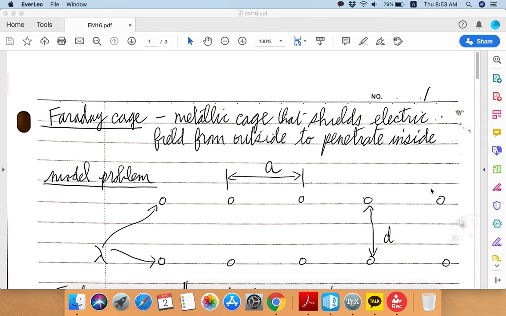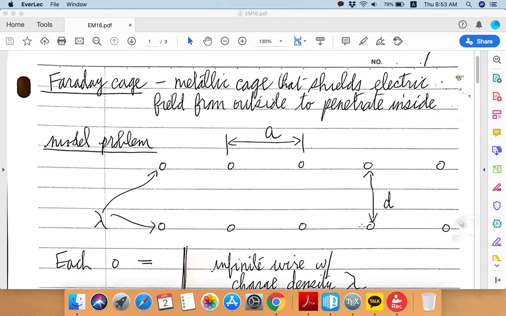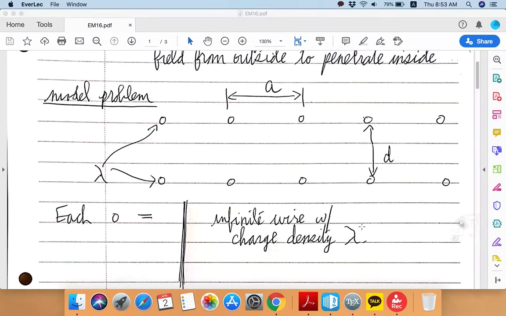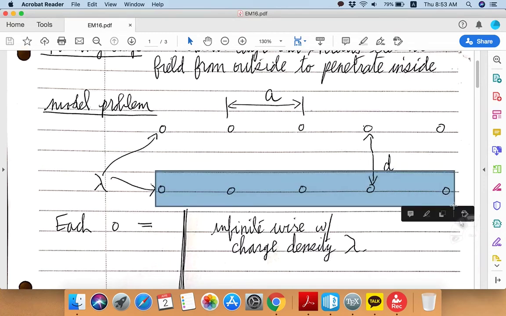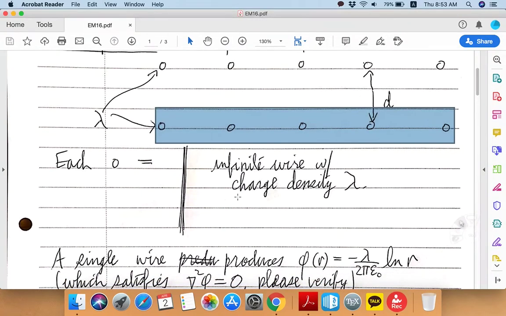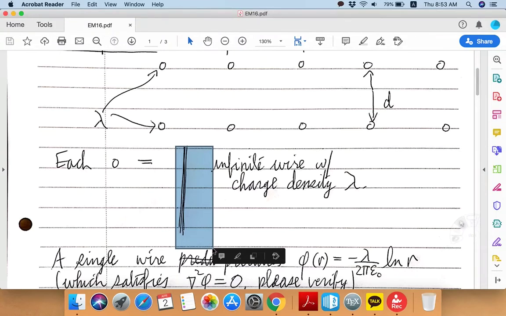Okay, so that's the Faraday cage, and we're gonna look into the physics and mathematics of that device by solving a model problem, which is a bit simplified version of what the real Faraday cage will look like. So we have an array of wires. It looks like a dot, but each dot is really a wire that's extending to infinite extent in the third direction.